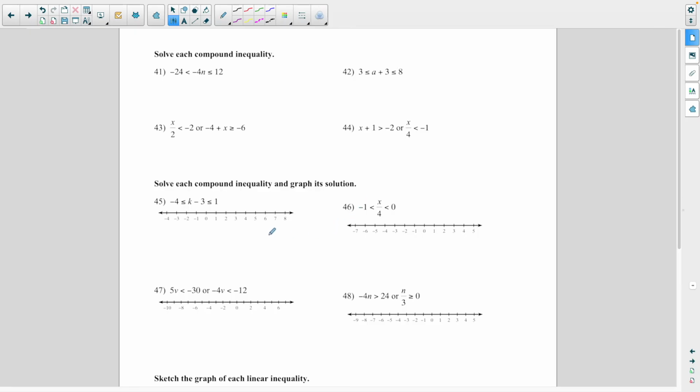Let's do a compound inequality. I'm going to do number 47. We do each of these separately. So 5v is less than negative 30, divided by 5, which would give us v is less than negative 6. Then we would say negative 4v is less than negative 12, divide by negative 4, would give us v, and our sign flips again, would be greater than 3. Open circle at negative 6. We go to the left. On 3, open circle again, and we go to the right.